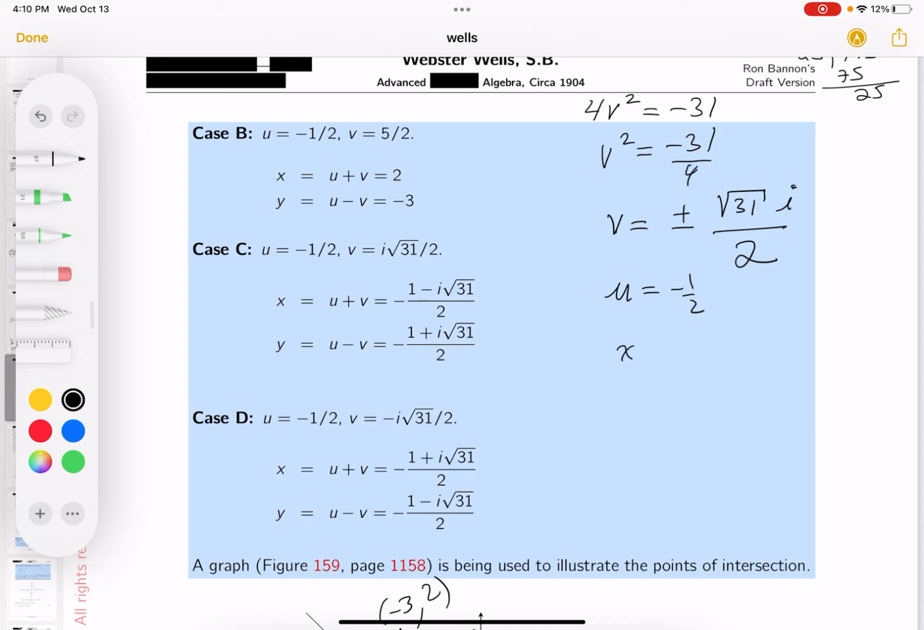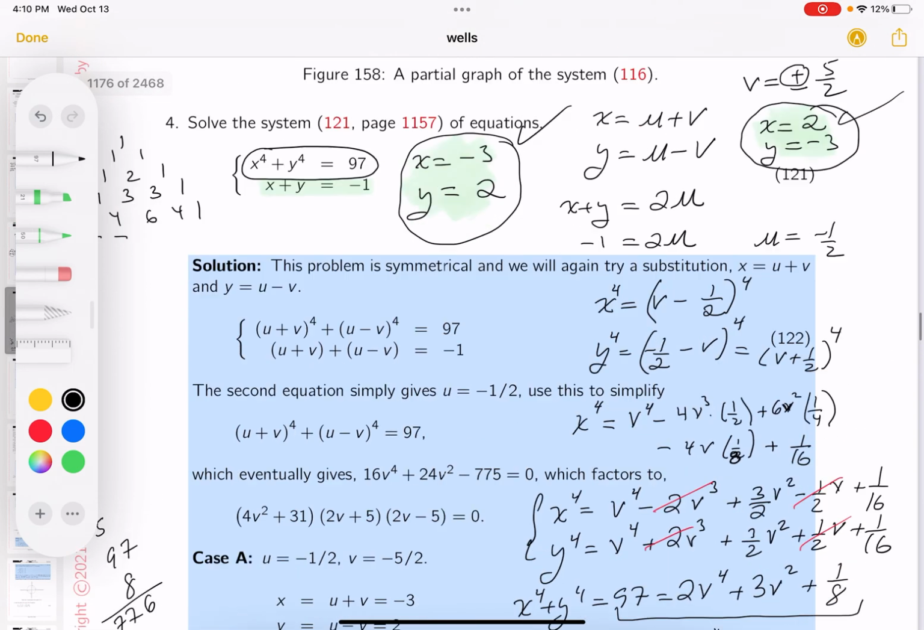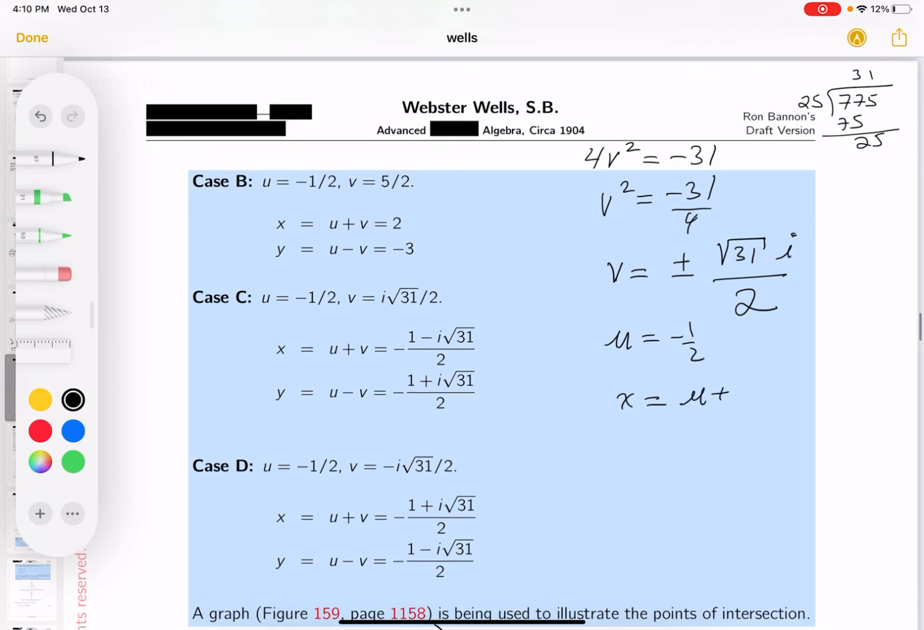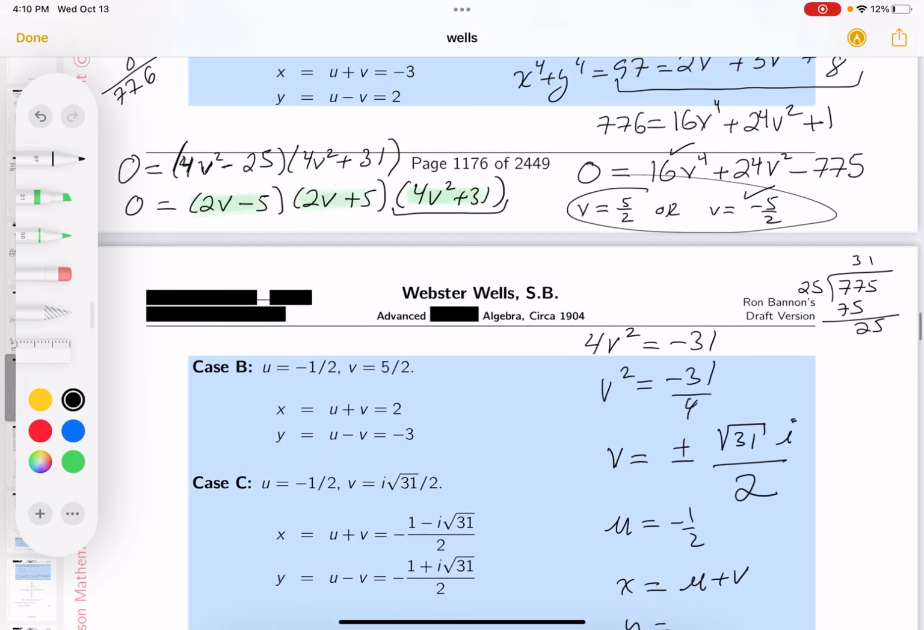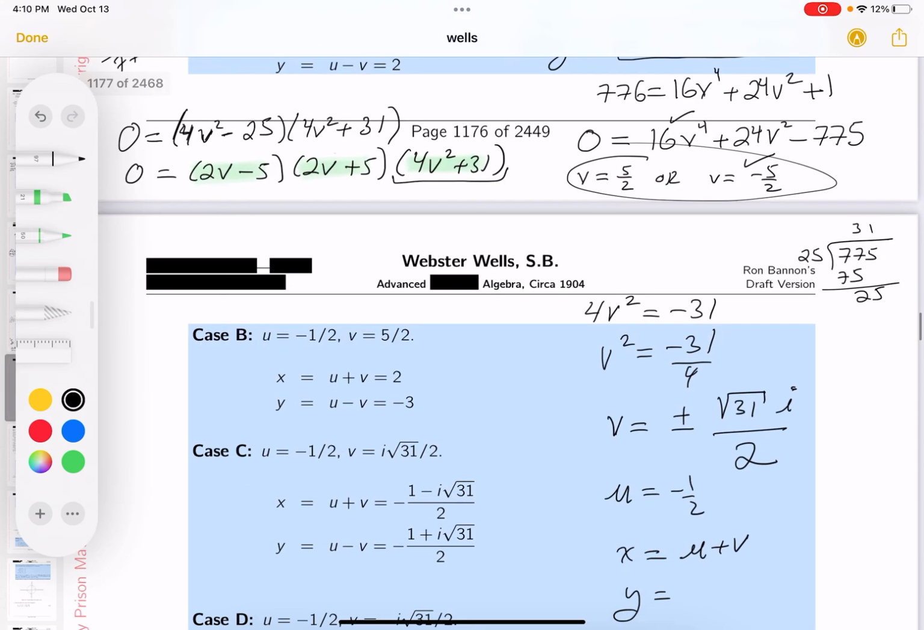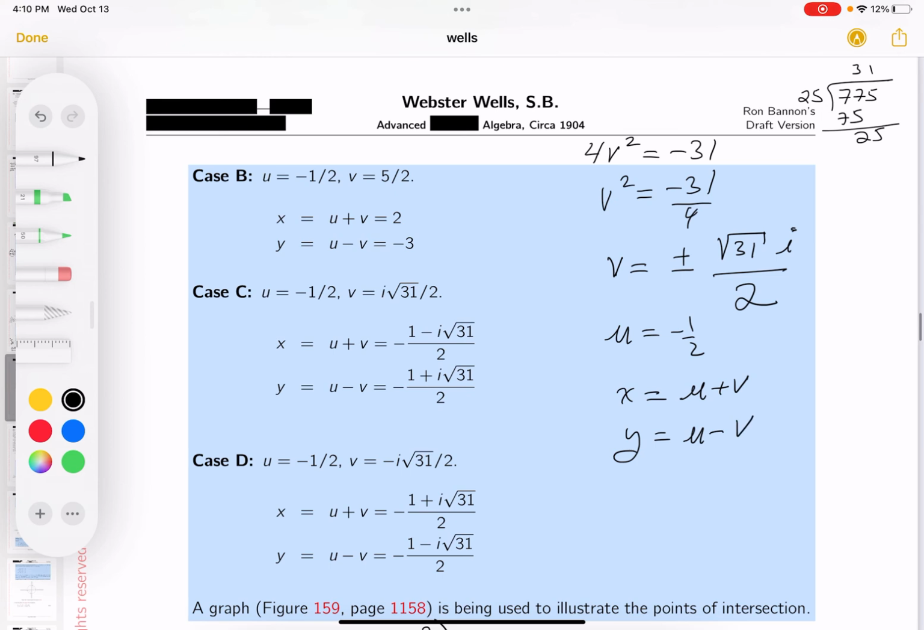And what's the X? Well, if you don't remember, I wrote it down. It's U plus V. What was the Y? If you don't remember, I wrote it down up here. It's U minus V. And we could find the other solutions of this thing over here. Now, why is that? It's really not bad to do, but it is work, though. And what I mean by that is, the X is going to be minus 1/2 plus or minus root 31 over 2i. And the Y would be minus 1/2 minus plus root 31 over 2i.